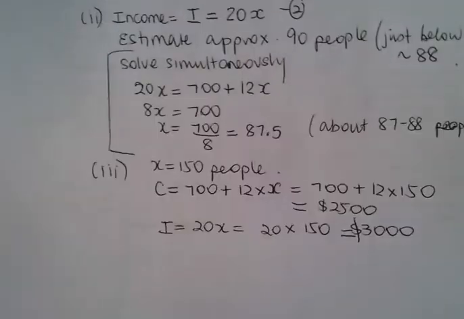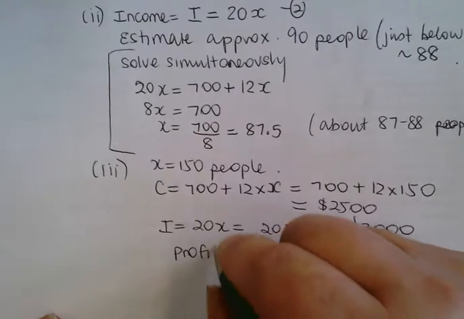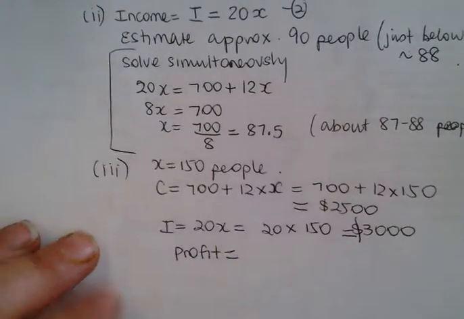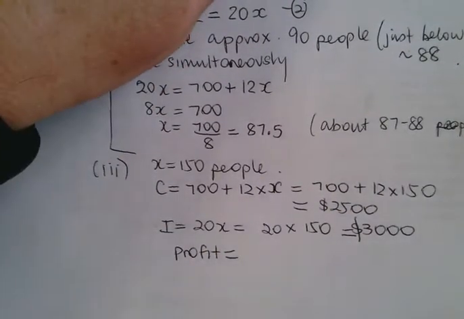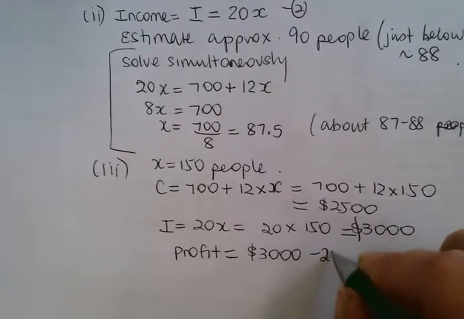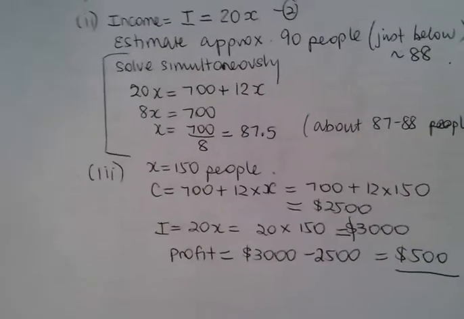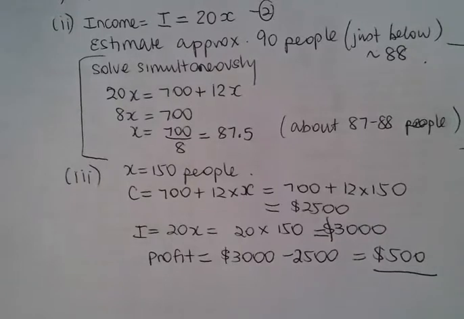They're getting, the income is 3,000, the cost is 2,500. You're making more than your cost. Also, we're in the profit zone. We'll look at the graph in a minute. The profit is 3,000 minus 2,500, which is $500 profit. Now, let's see if you can see that.